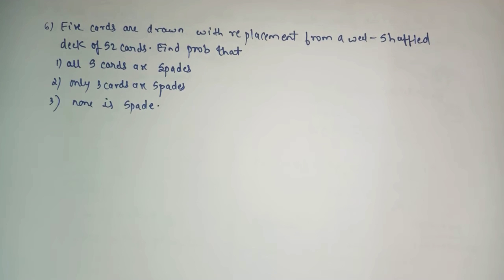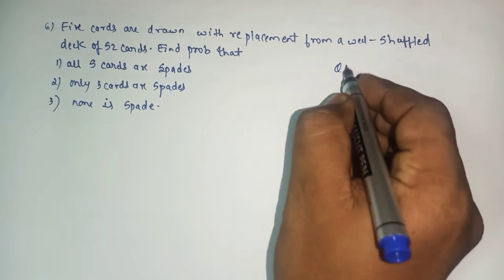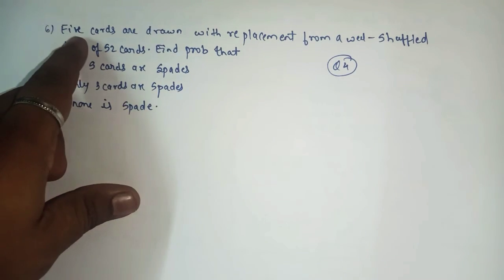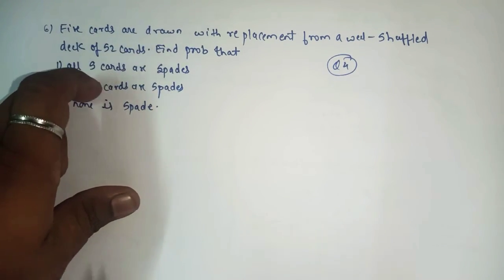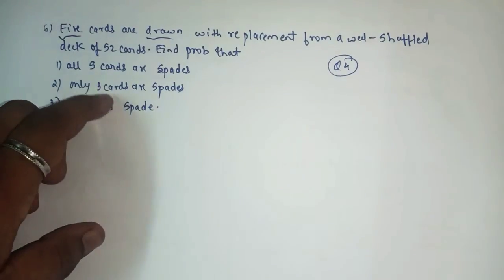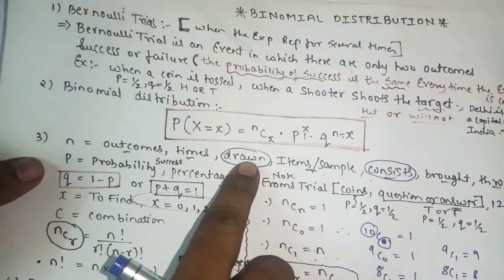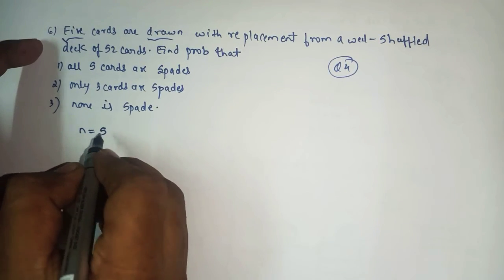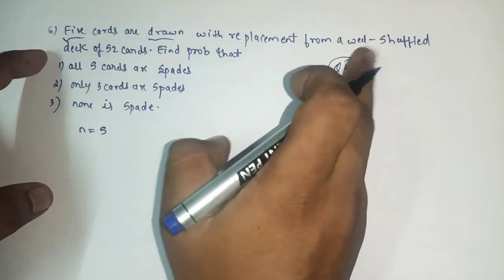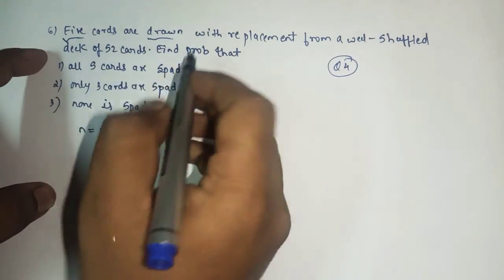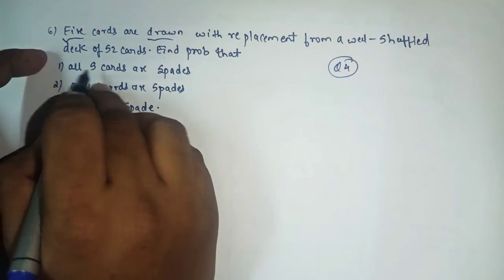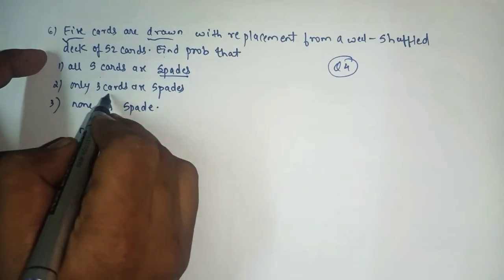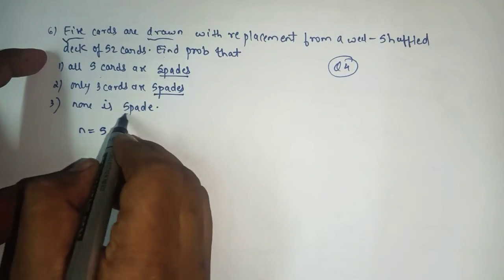So here we'll take one more example, the last example I can say. And the same sum is there in the exercise, question number 4. Here it says 5 cards are drawn. So drawn means what? That is the value of n. So here we can say that the value of n is 5. With replacement from a well shuffled deck of 52 cards, find the probability that all 5 cards are spades, only 3 cards are spades, none is spade.